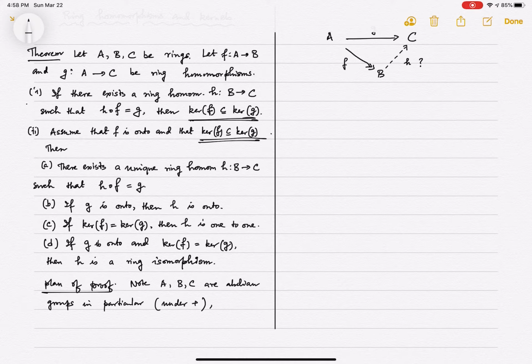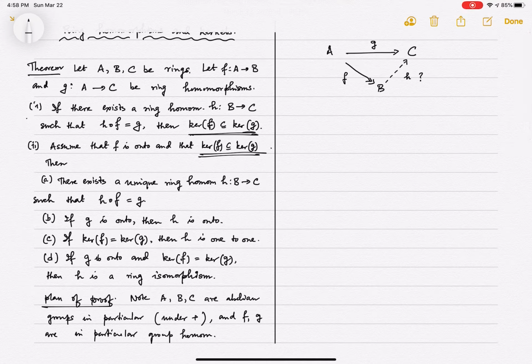So F and G are in particular group homomorphisms. And the kernel means exactly the same thing, whether you think of these as abelian groups or you think of these as rings. So I can literally quote that group theory theorem, and what do I get?